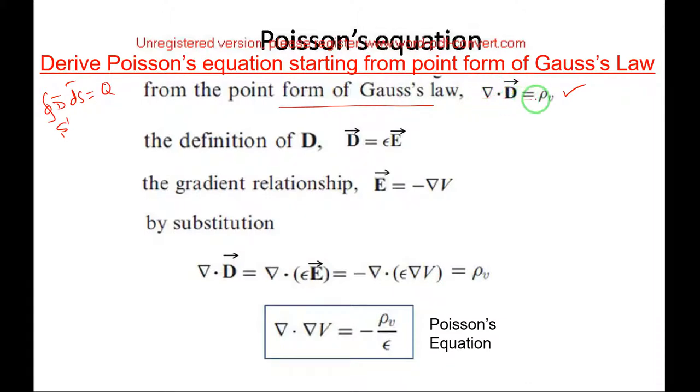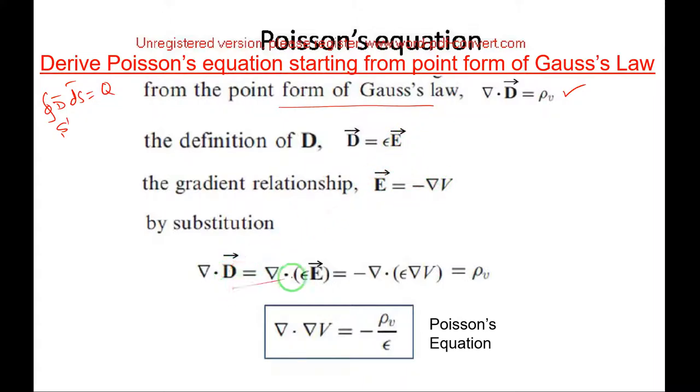Okay, del dot of D vector is equal to rho V. This is the volume charge density, right? Then what is D? D is equal to epsilon E, right? Then what is E? We know the relationship between E and V, that is potential gradient. E is equal to minus del V, right?